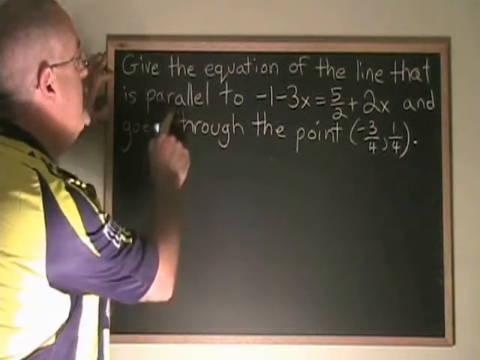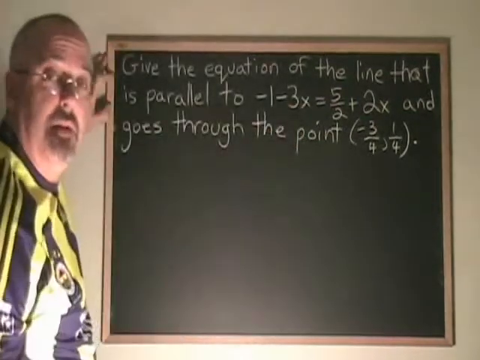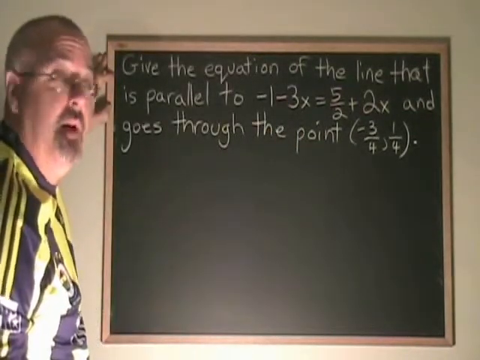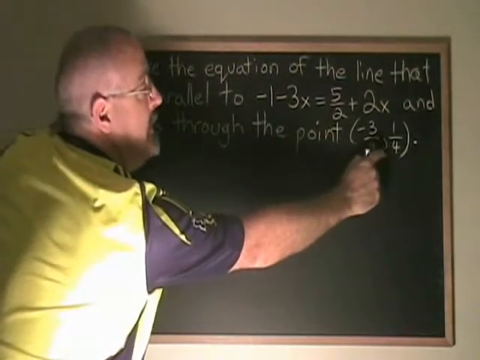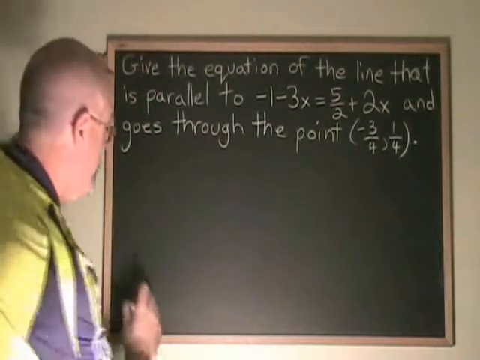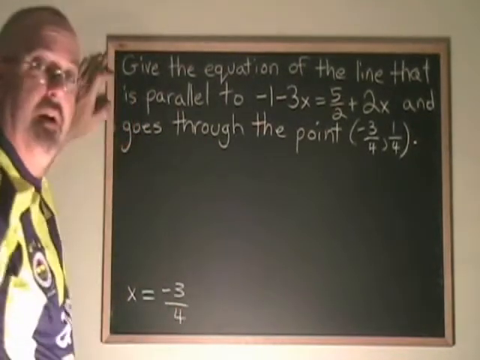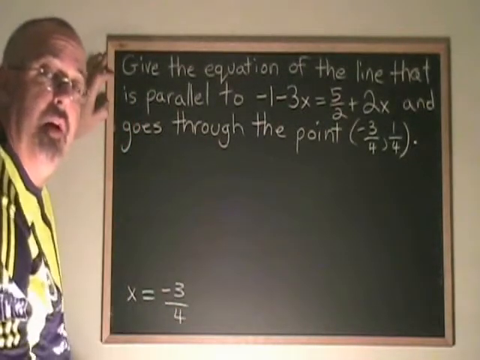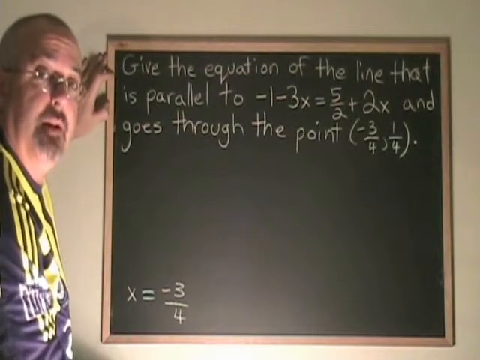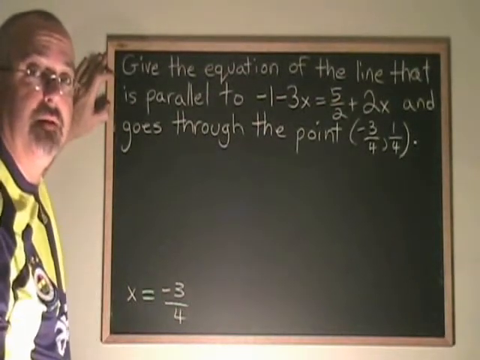Any line that is parallel to a vertical line must also be a vertical line. And any vertical line that goes through this point has to have the equation x equals negative 3/4. I know the answer and I can write it down, but if I want to get full marks on an exam question, I have to justify this answer.